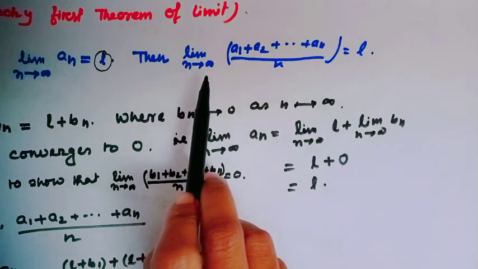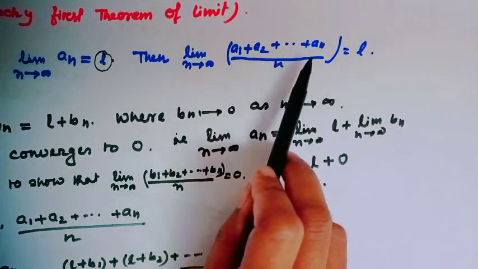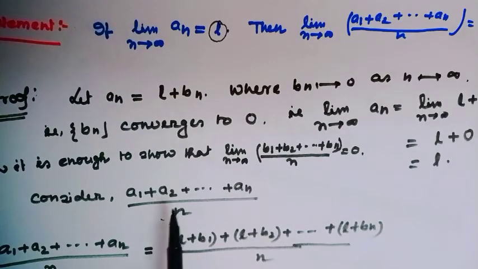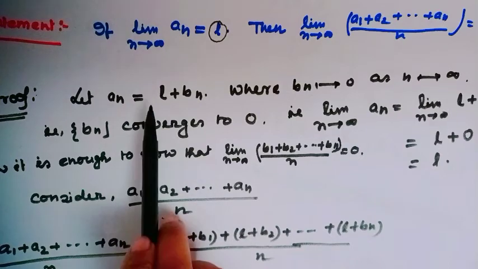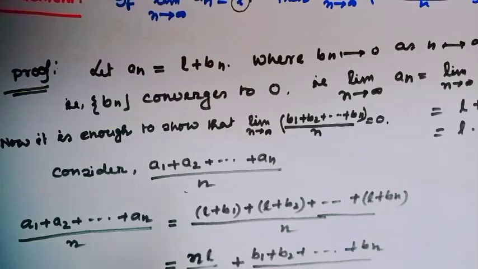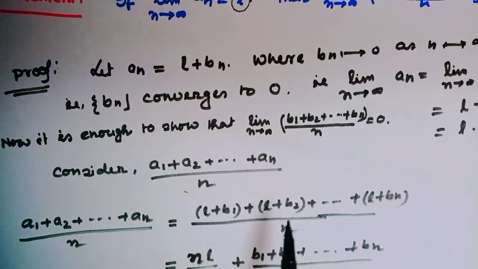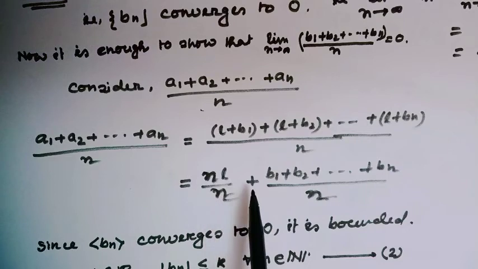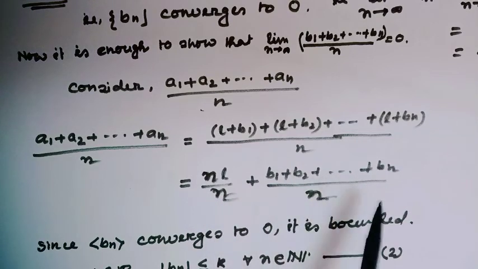Now we have to prove limit as n tends to infinity of (a1 plus a2 up to an) over n equals L. Consider (a1 plus a2 up to an) over n. Since I consider an equal to L plus bn, then a1 will be L plus b1, a2 will be L plus b2, up to an will be L plus bn, over n. That is equal to nL over n plus (b1 plus b2 up to bn) over n.